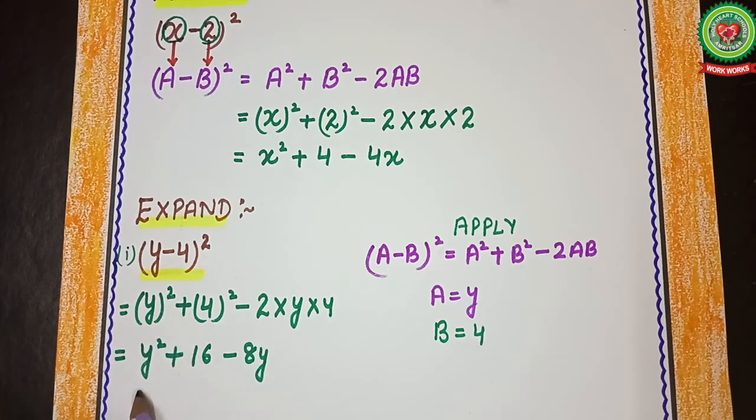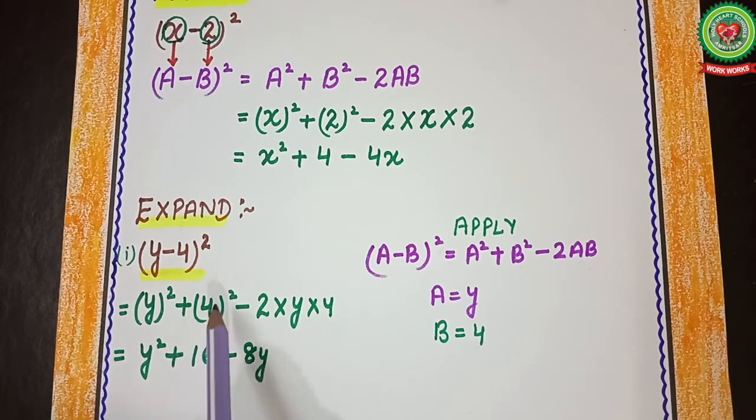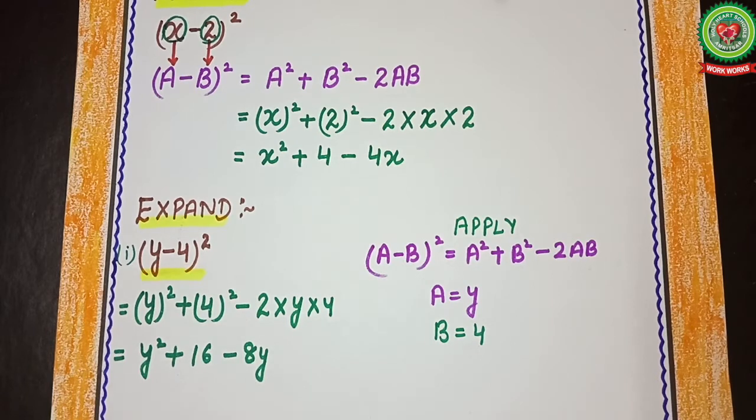So the square of y is y², plus 4² means 16. Minus will remain minus, 2 into 4, that is 8, and you will write y along with 8, right? So this is the answer for this given statement. So now move to another example.